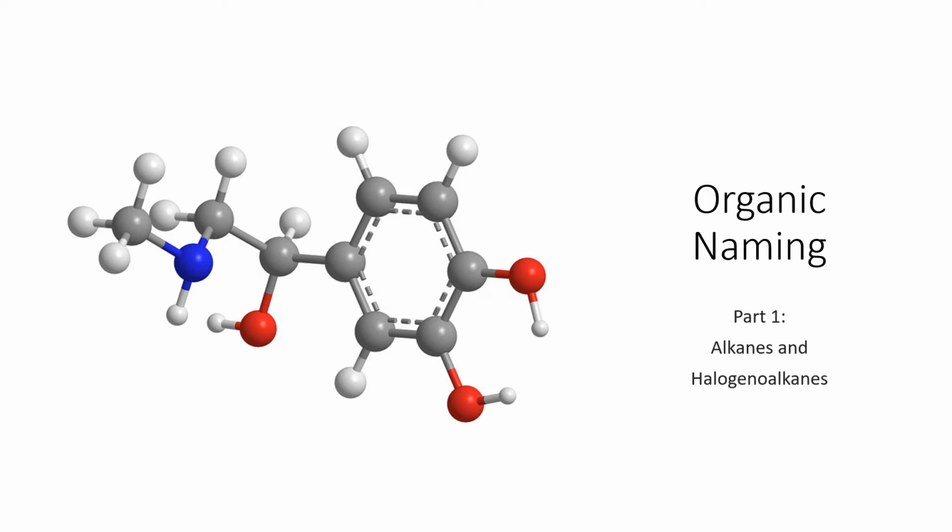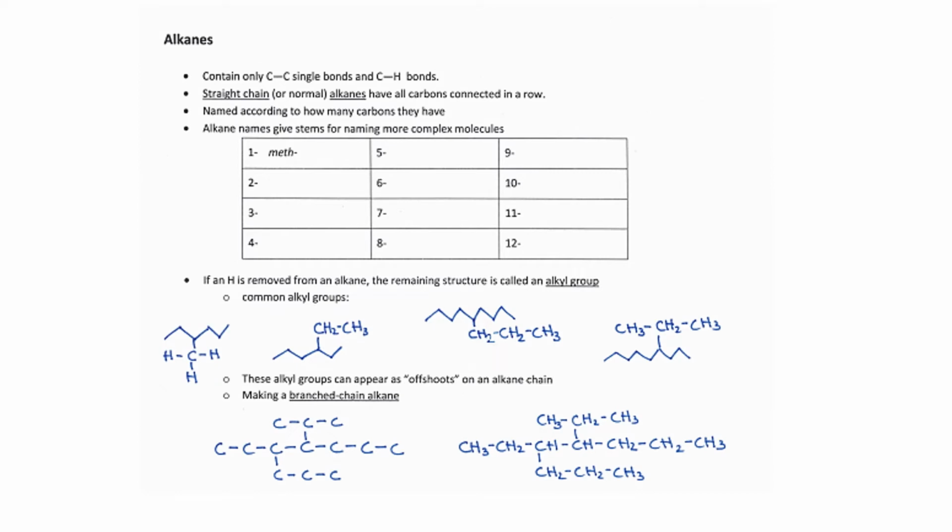All right, hello everyone. Today we're going to start our organic naming series, and we're going to be naming alkanes and halogenoalkanes. So alkanes, you guys might remember from sophomore year, are compounds that are composed of just carbon and hydrogen. They have only carbon-carbon single bonds. They can be referred to as hydrocarbons because they contain only carbon and hydrogen.